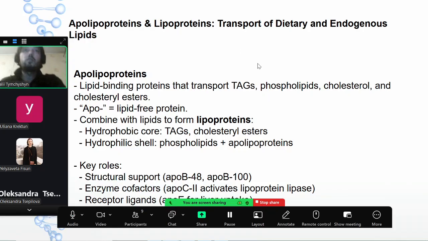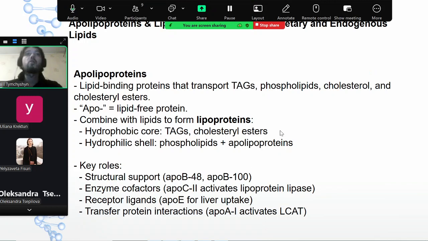Just a notice regarding apolipoproteins and lipoproteins. They help with the transport of dietary and endogenous lipids. We are synthesizing some lipids on our own. We will get to that tomorrow. I will show you some pathway for how we do that. So if we need, we can synthesize at least some lipids. So apolipoproteins are lipid-binding proteins that transport triacylglycerols, phospholipids, cholesterol, and cholesterol esters.